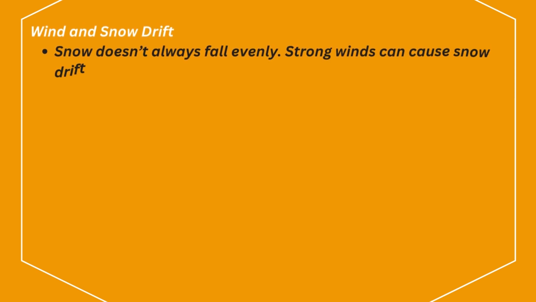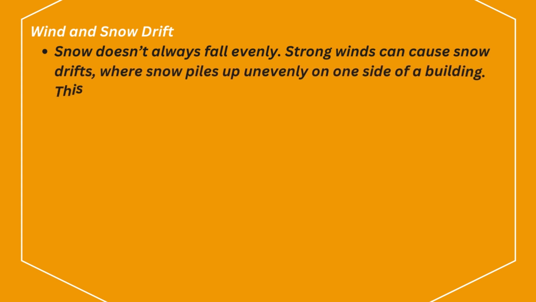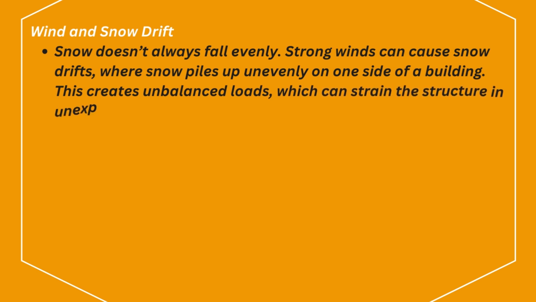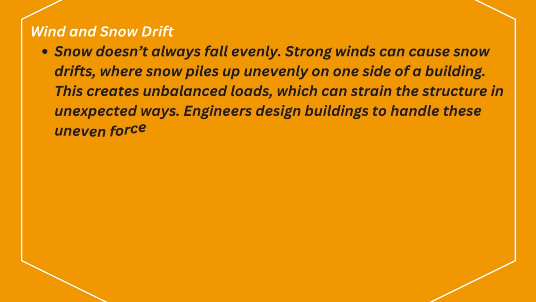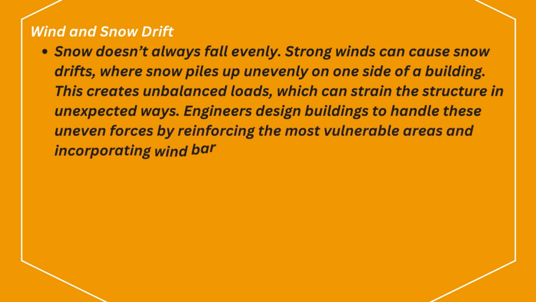Wind and snow drift. Snow doesn't always fall evenly. Strong winds can cause snow drifts, where snow piles up unevenly on one side of a building. This creates unbalanced loads, which can strain the structure in unexpected ways. Engineers design buildings to handle these uneven forces by reinforcing the most vulnerable areas and incorporating wind barriers to control snow distribution.